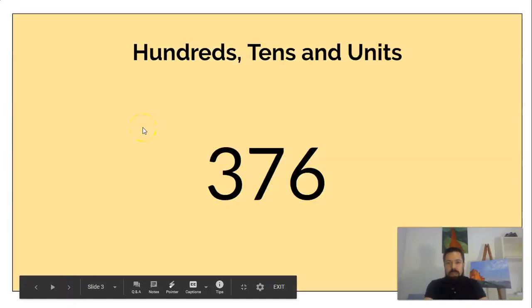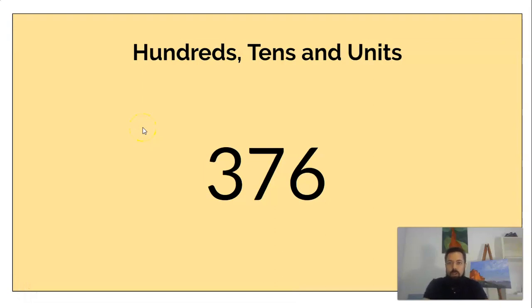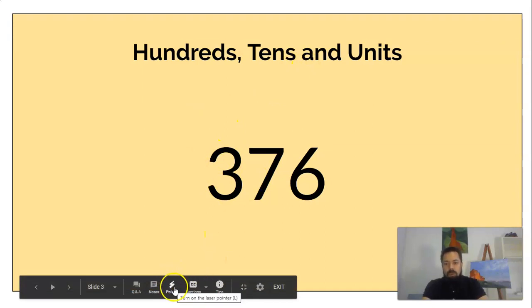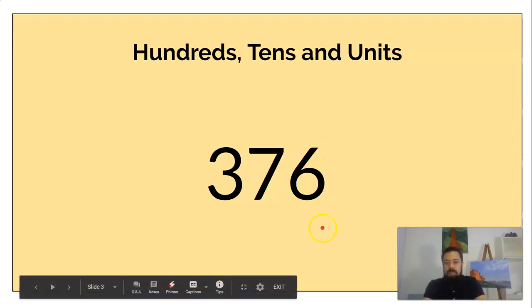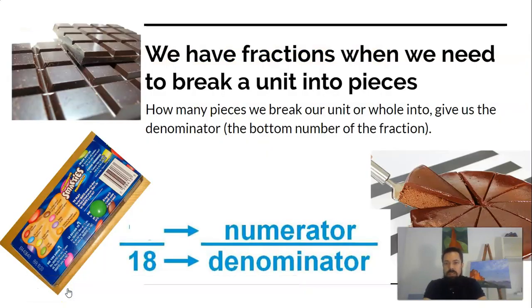Okay, so before we look at fractions, I think you might recognize hundreds, tens, and units. Those are when we have groups of hundreds. So in this case, we have 3 hundreds. We also have 7 sets of 10 or 70, and we have 6 units. And that's fine. If we wanted to share this, we could. But what happens when we only have 1 unit and we need to break up that unit into smaller pieces? Well, that's when fractions come into play. So fractions are, in fact, when we break up 1 unit into even smaller pieces.